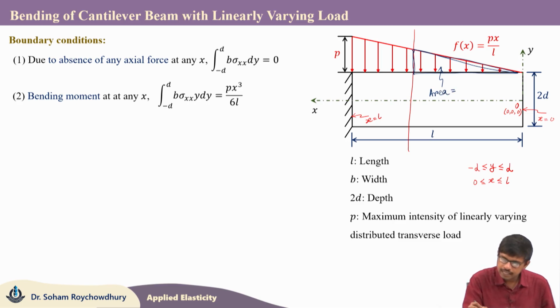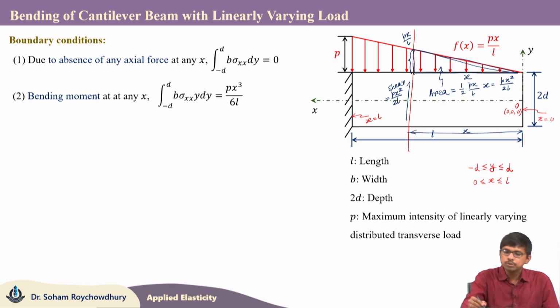So, here this height is equal to p x by L, and this bottom length, the base length, is x. So, the total area will be half of p x by L times x, so p x square by 2 L. So, the total shear load acting at this section, if you cut the section here at any x from the left end, you will get the shear load equal to p x square by 2 L, which is the total downward load coming due to that portion of the linearly varying load.